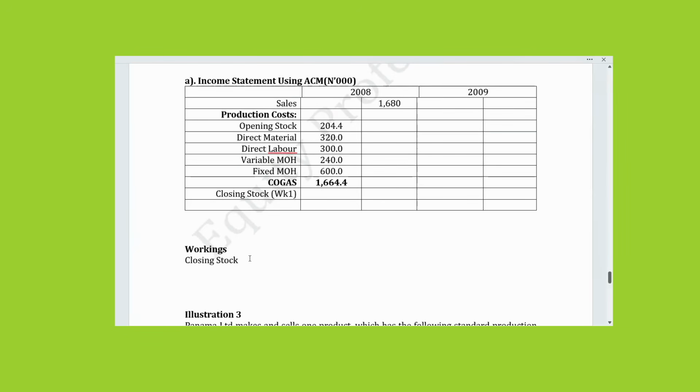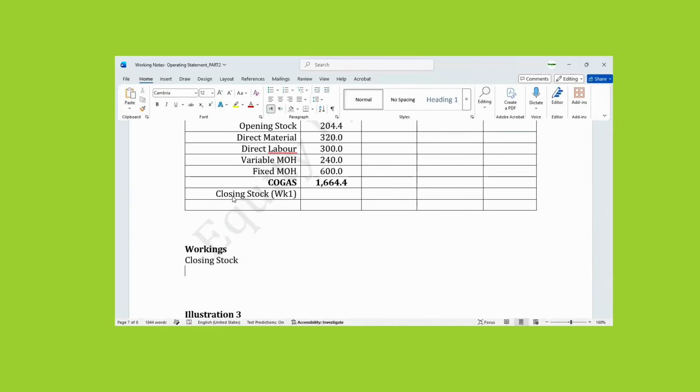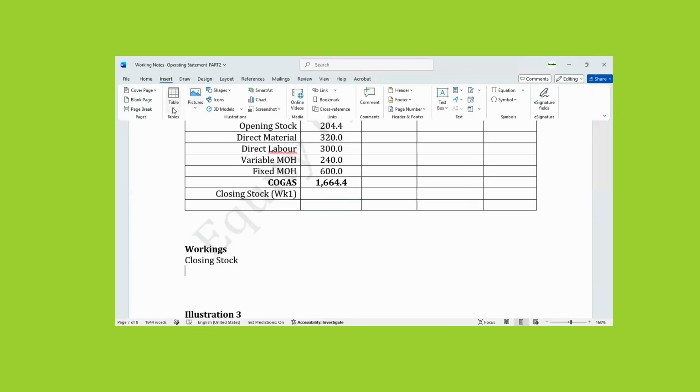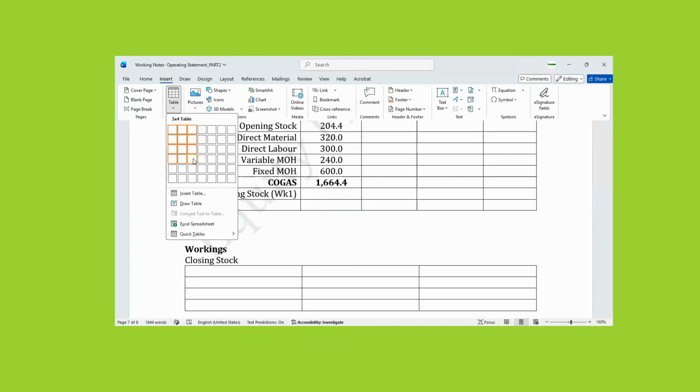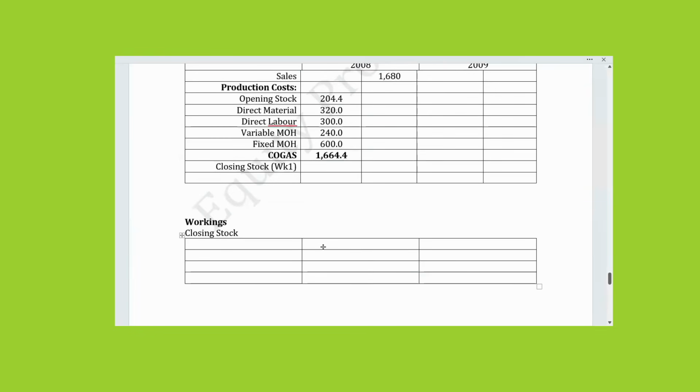And remember what I told you, when you are calculating your closing, you have a format that you are supposed to follow. All right, so let me design my table for that. Closing stock. I need three columns. Let me just do 4. All right, so here, 2008 and 2009. I believe you guys are following. You have no choice. You just have to follow.